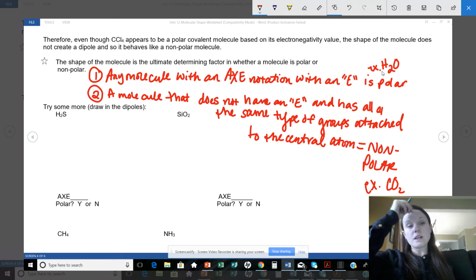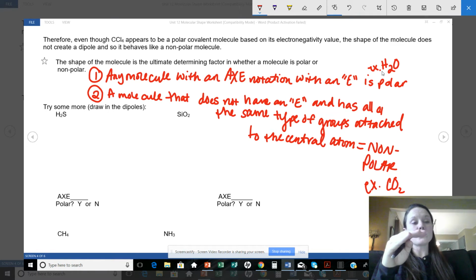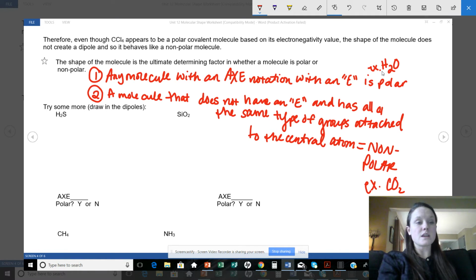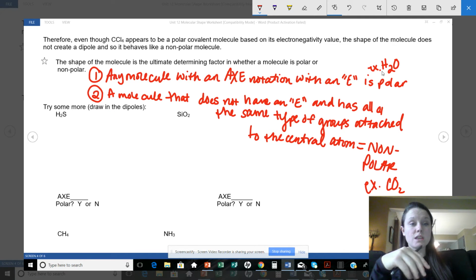Okay, so what I'm going to have you guys do now, we're going to go through a couple examples of drawing in dipoles. I'll do the first one here with you, and then after I do the first one with you, you guys are going to try drawing in dipoles on your Lewis diagrams, writing out Ax notation, and determining whether or not the molecule is polar. So let's do the first one together. First one is dihydrogen sulfide.